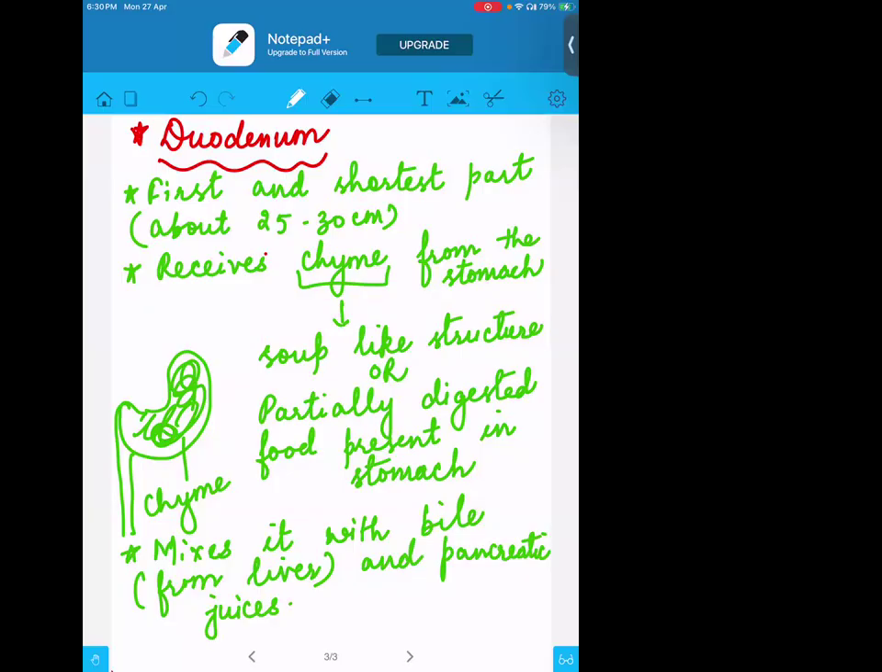So it is the first and shortest part, which is about 25 to 30 centimeters. They will be receiving the chyme from the stomach. Chyme is the soup-like structure or the partially digested food present in the stomach. And then this chyme will be going into the intestine where it will be mixing with the bile juice and the pancreatic juice. Am I clear, Pranati?